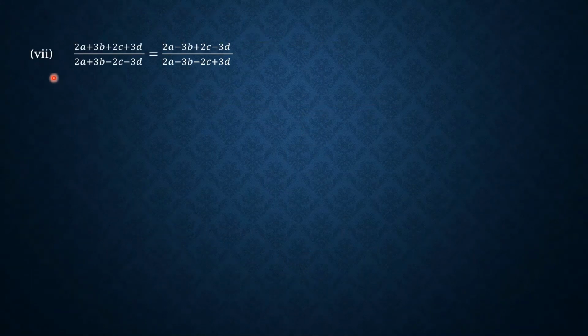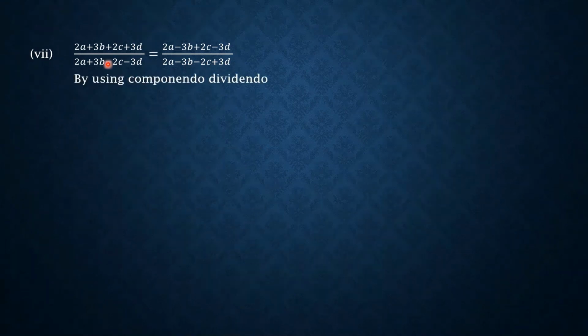Now seventh part of this question, we have 2A plus 3B plus 2C plus 3D divided by 2A plus 3B minus 2C minus 3D. This equals 2A minus 3B plus 2C minus 3D divided by 2A minus 3B minus 2C plus 3D. Now students, you look that there are 4 terms in the numerator and denominator of both fractions on right and left side. So we will use componendo dividendo theorem here 2 times.